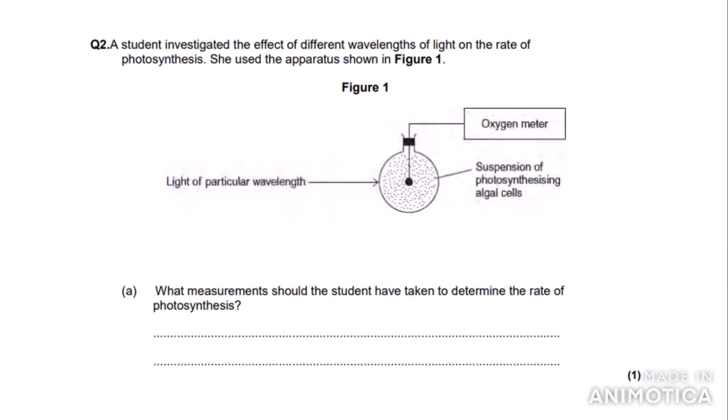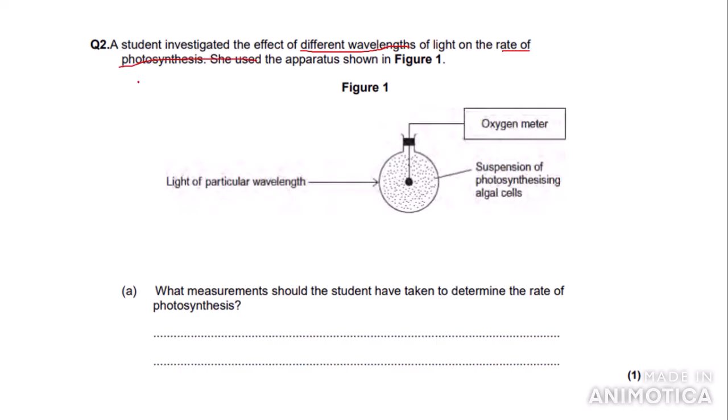Right, so let's get on to the last question. A student investigated the effect of different wavelengths, so this is what they're investigating, of light on the rate of photosynthesis. So this is what they are measuring, so this is a dependent variable.